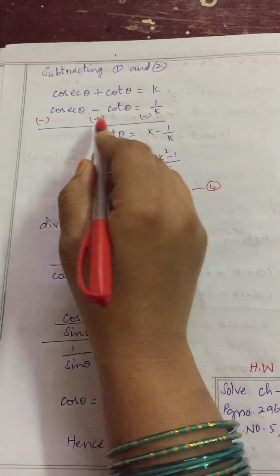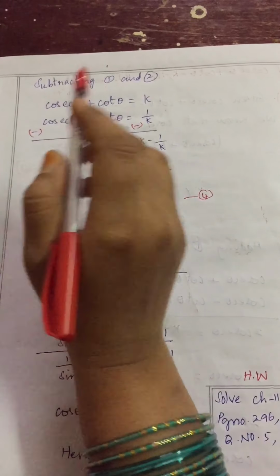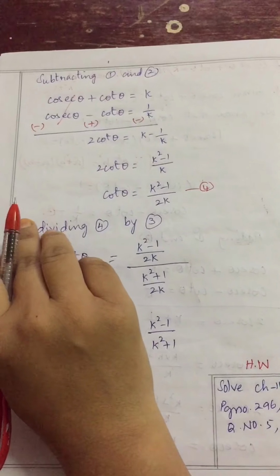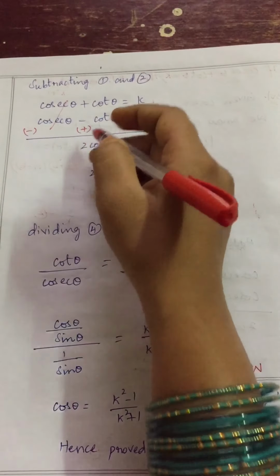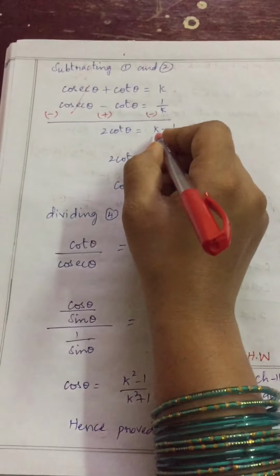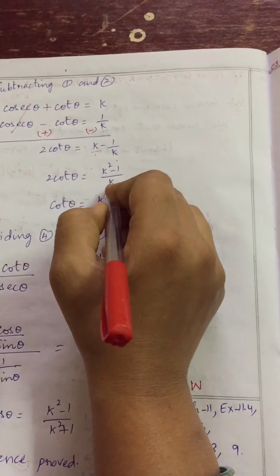We are subtracting, means we need to change this sign. When minus is there, plus we will take. When plus is there, minus we will take. Clear, children? So this cosecant theta minus cosecant theta get cancelled. Cot theta plus cot theta, 2 cot theta, that is equal to k minus 1 by k. Again we are taking LCM here, 2 cot theta as it is, k and 1 LCM is k.